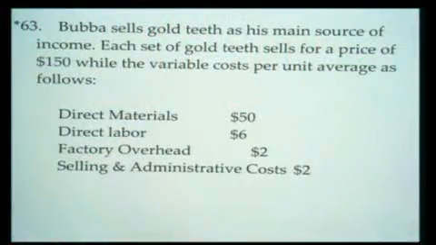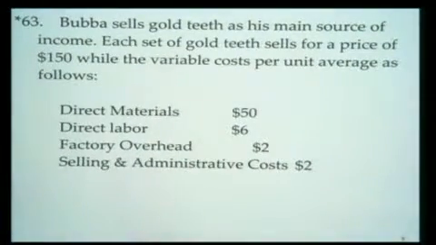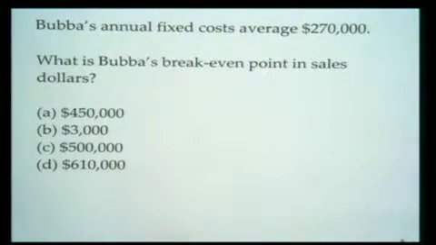So here we go. It says, Bubba sells gold teeth as his main source of income. Each set of gold teeth sells for an average price of $150, while the variable cost per unit averages as follows: direct materials are $50, direct labor is $6, variable overhead is $2, and selling and administrative costs for the gold teeth are $2 each. It also says the fixed costs on average are $270,000. What is his break-even point in sales dollars?